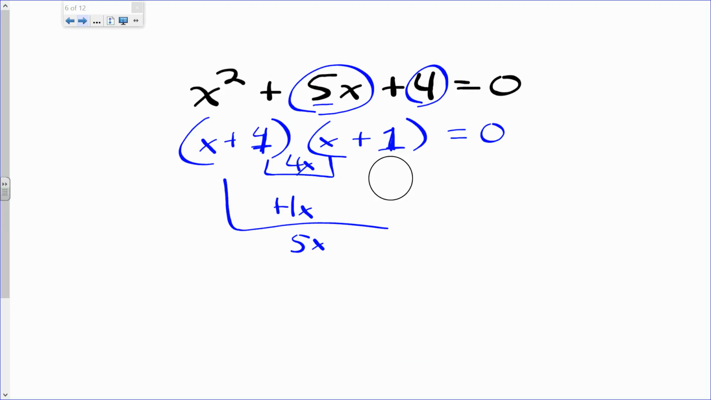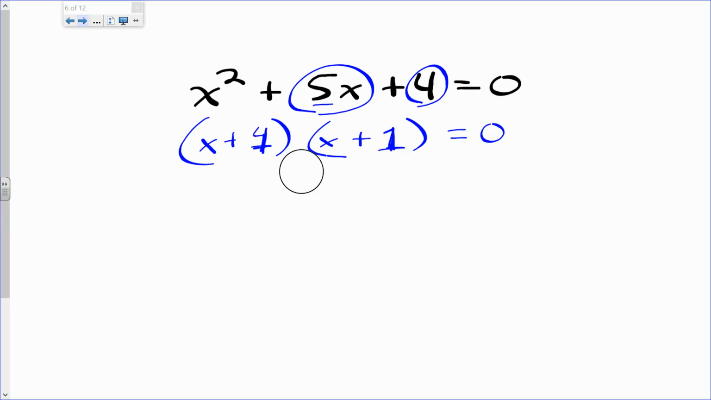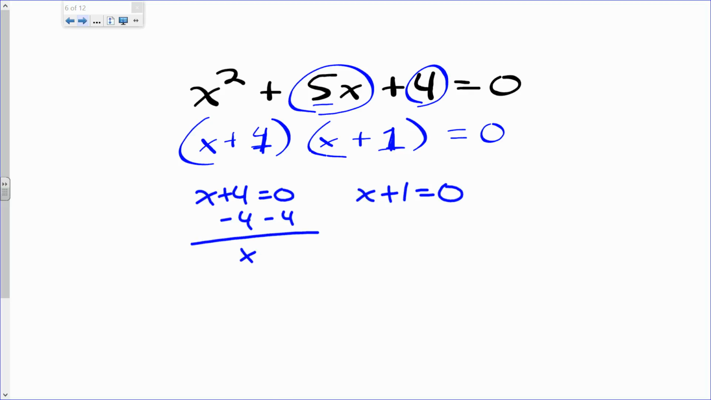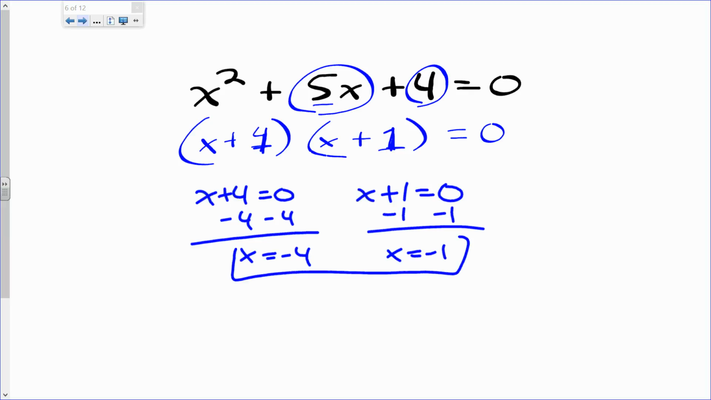We have our factors. Now let's set them both equal to 0. So we have x plus 4 equal to 0. That's the first binomial. And I'll set the other binomial equal to 0. We'll subtract 4 from both sides. X is equal to negative 4. We'll subtract 1 from both sides over here. X is equal to negative 1. Here's both of my solutions. These are the numbers that satisfy this quadratic equation in this case.